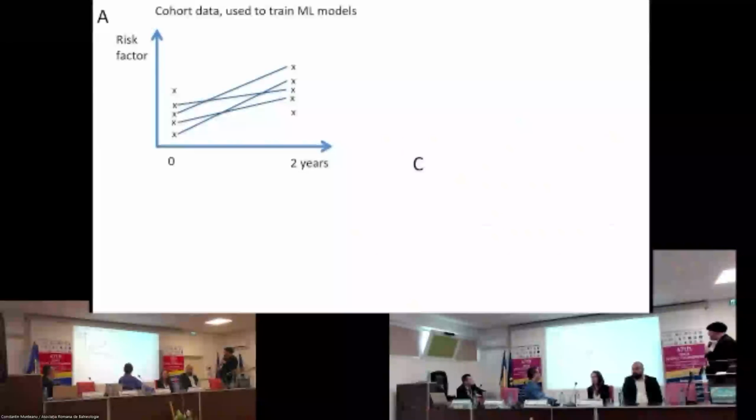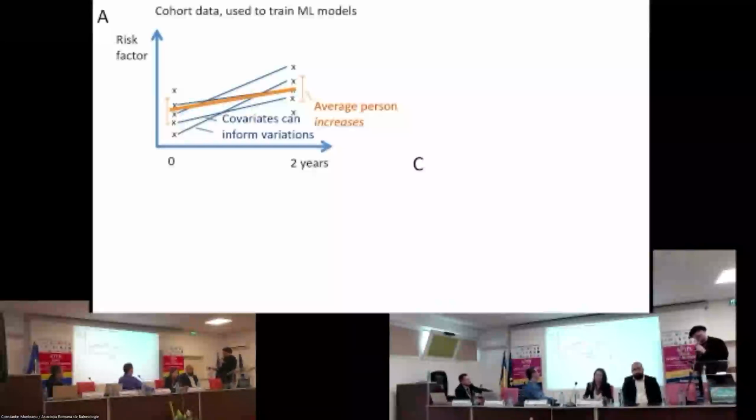Okay, so let's have a look at different types of data. This is a typical clinical study where we examine some patients at some time point, and then at some time point later, maybe 2 years later, maybe 10 years later, maybe 2 weeks later, we examine what has happened to them. And then you have some average behavior. Here, the average patient goes up a little bit. And then you can add covariates, which is basically additional information about this particular patient, which allows you to see a little bit who is more likely to go up more or go up less.